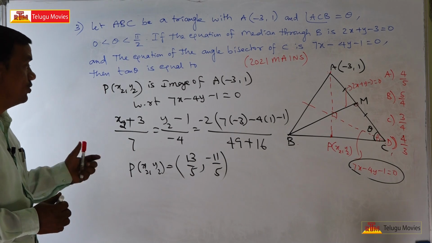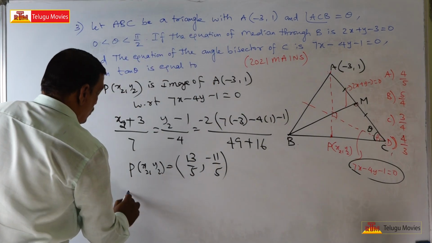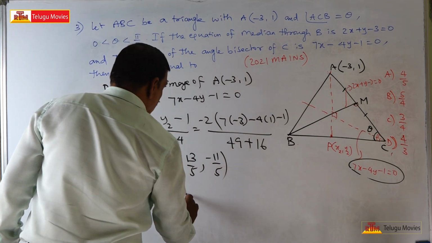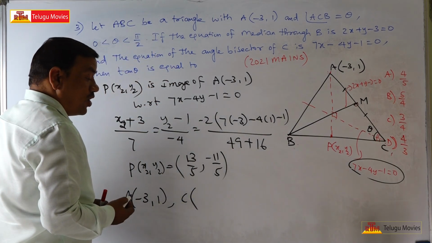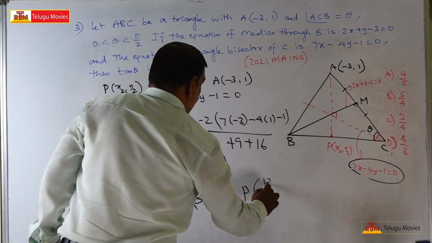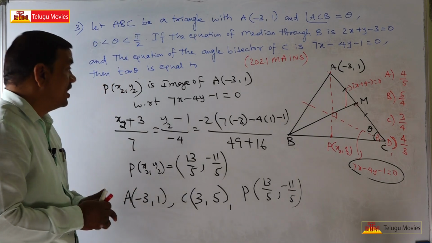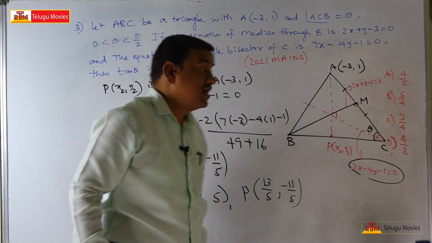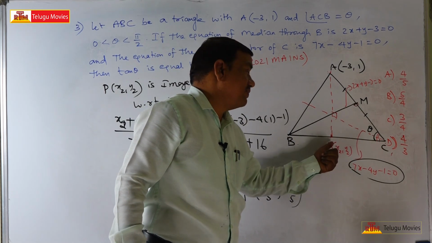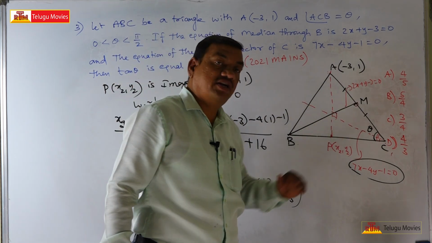Okay, so you know the point A: minus 3 comma 1. You know the point C as 3 comma 5 and the point P as 13/5 comma 11/5. Now we will find the slope of AC and the slope of BC or PC. Both are the same. Why? Because P lies on BC. This slope we will call M1 and this slope M2.